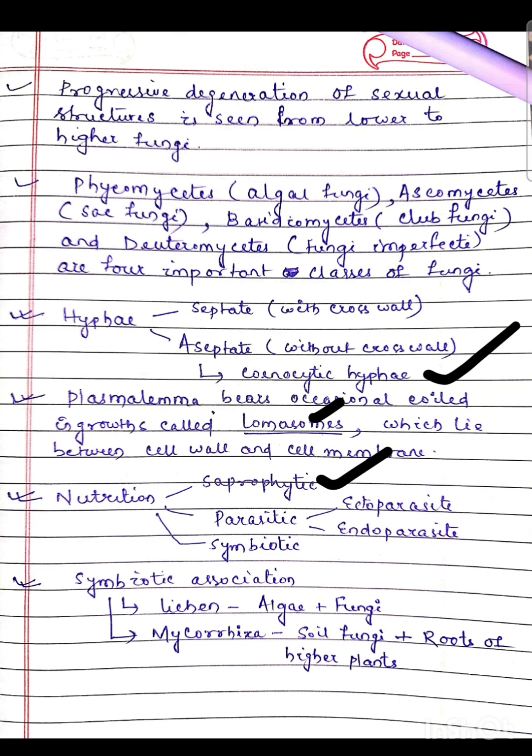Nutrition may be saprophytic, parasitic, or symbiotic. Parasites may be ectoparasites, which live on the surface of other organisms. Sometimes they are endoparasites, that means they live in the body of other organisms. In symbiotic association, fungus shows symbiotic association with algae, and that association is called lichen. Sometimes soil fungi get associated with the roots of higher plants, called mycorrhiza.